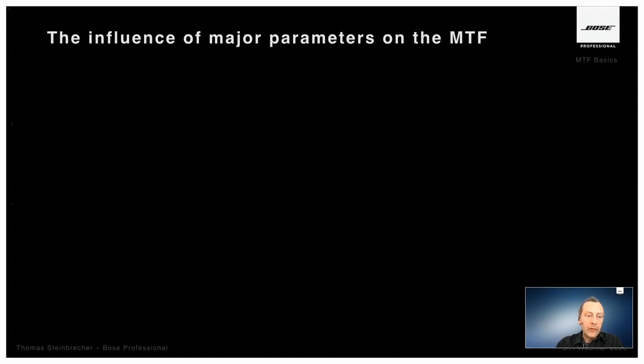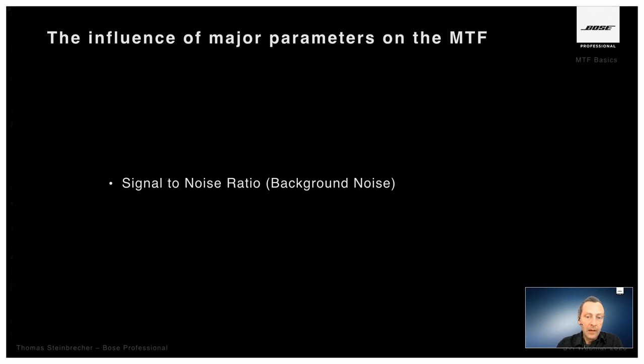Okay, so let's continue by looking at the influence of 3 major parameters on the modulation transfer function. Those 3 major parameters are signal-to-noise ratio, also known as background noise. Then we have reverberation. And then third, we also have discrete echoes.